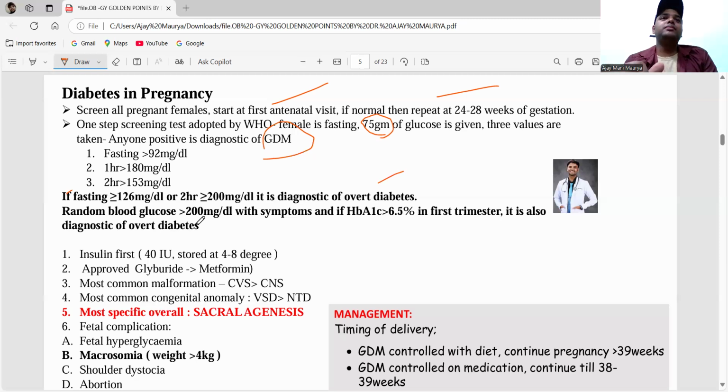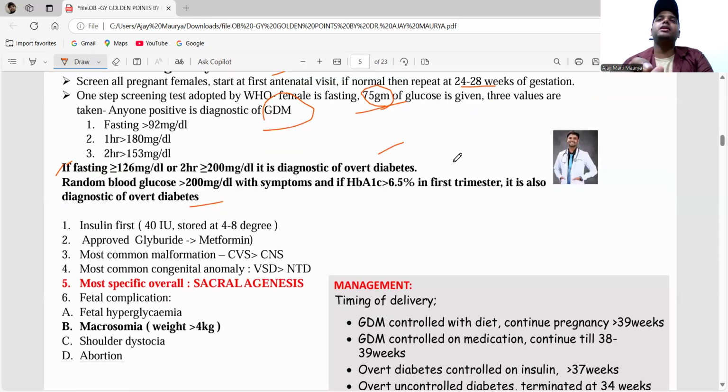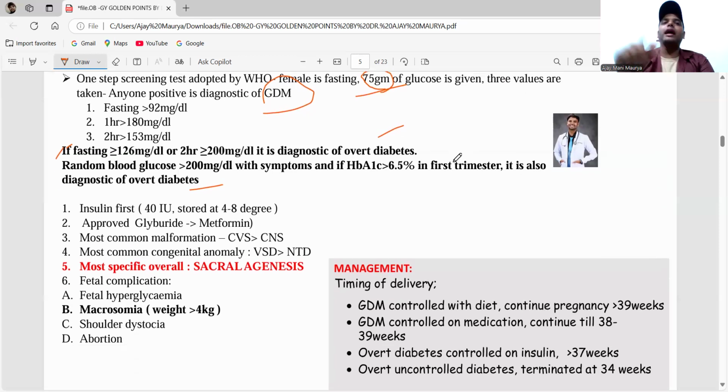A random blood sugar of more than 200 with symptoms, or an HbA1c of more than 6.5% in the first trimester, is also diagnostic of overt diabetes. Okay, now just remember, guys, the fasting value here, and remember 24 to 28 weeks, 75 grams. Now just follow me where I'm going to mark the important points here.